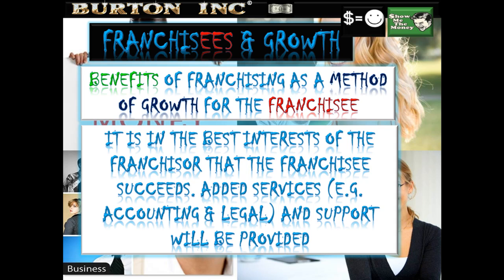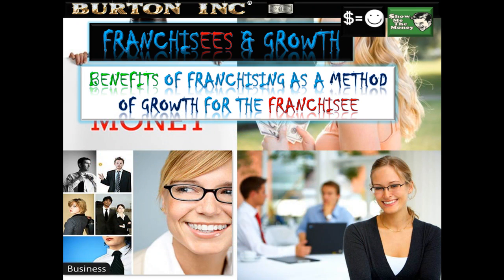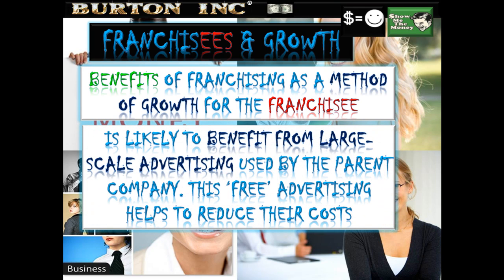It's going to benefit from large-scale advertising used by the parent company. In quotes there, free advertising. It's not free because remember the franchisee has to pay royalty payments and licensing fees to the parent company. But because they don't have to engage in advertising themselves, it's going to help them reduce their average costs.